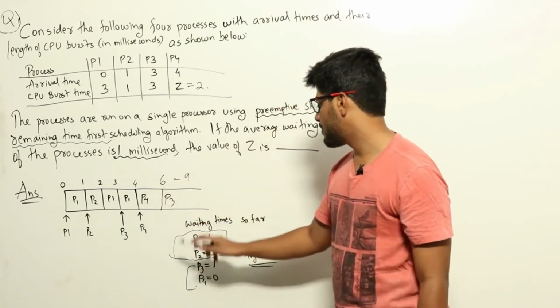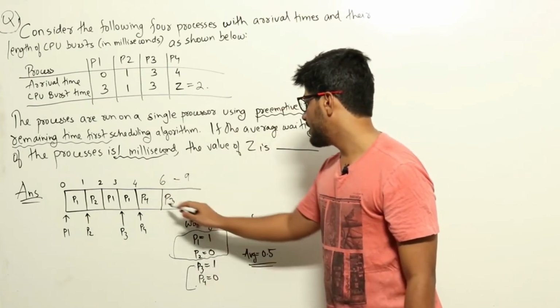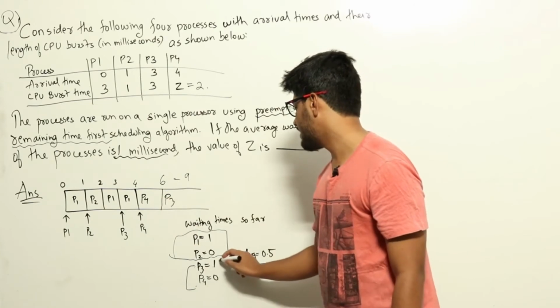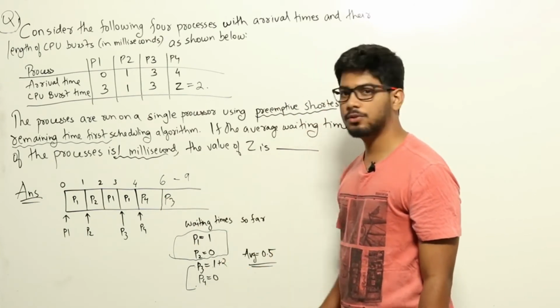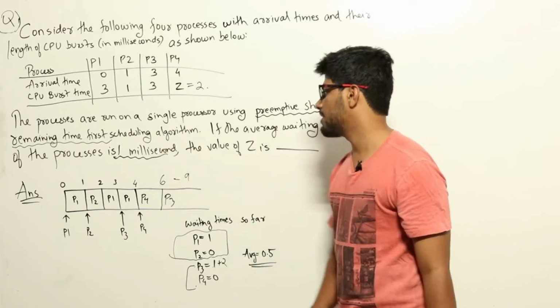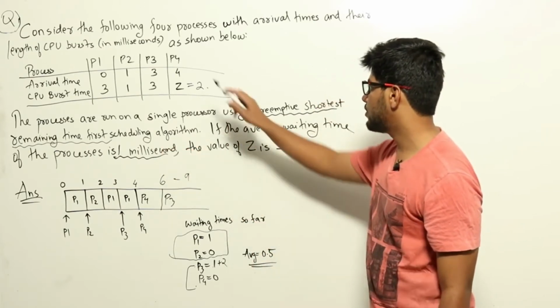Then the waiting time of P4 would be 0, and P3 would have an additional 2 milliseconds added here. So the total will be 2 + 1 + 1, that is 4 by 4, equal to 1, which is the 1 millisecond average waiting time given in the question. So Z should be 2.